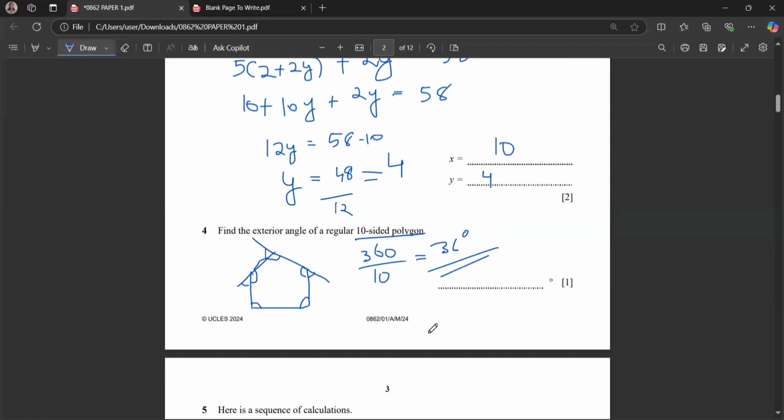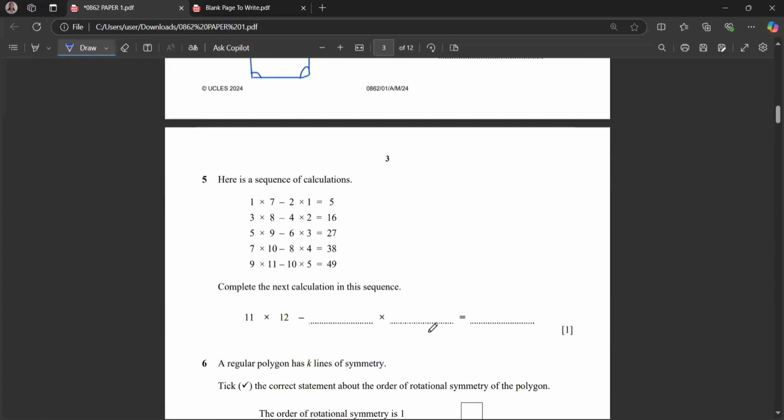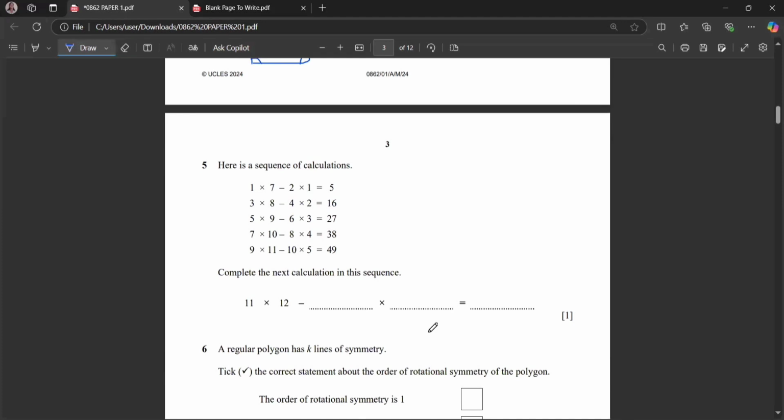I hope it's clear. Here is a sequence of calculations. Complete the next calculation in this sequence. If you notice here in the first set of numbers, 1, 3, 5, 7, 9, they're all odd numbers. It's following the odd pattern. That means the next one is 11.